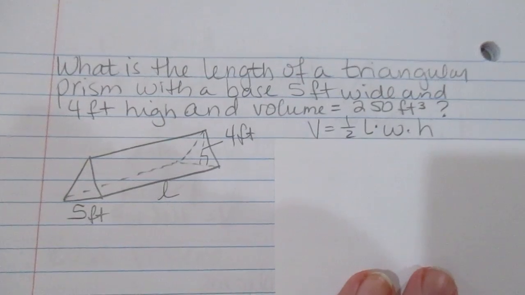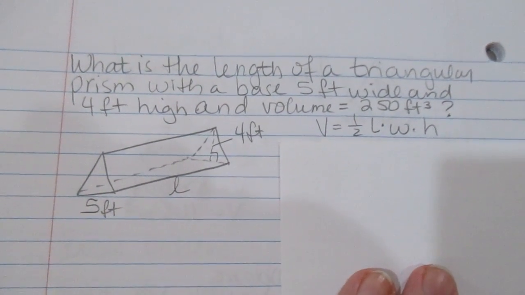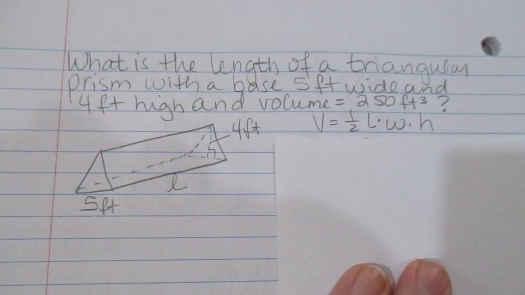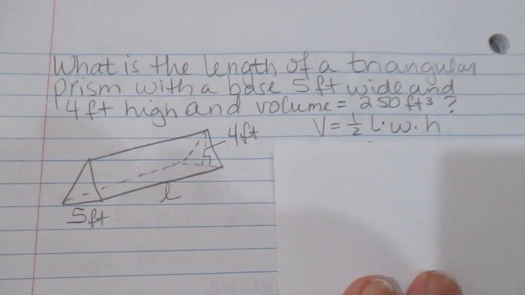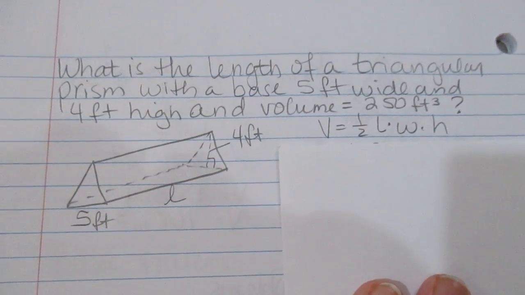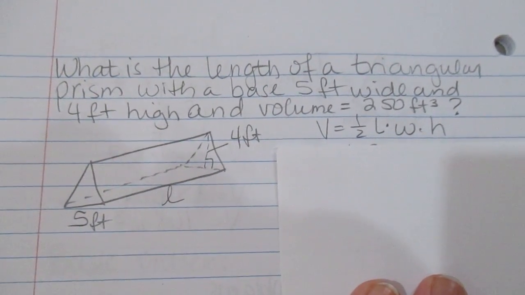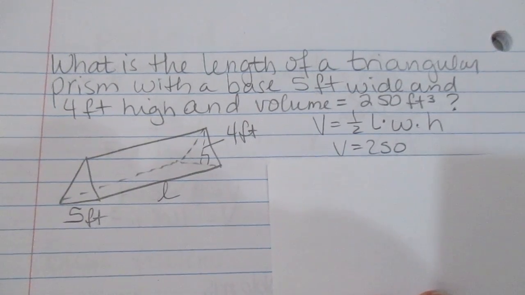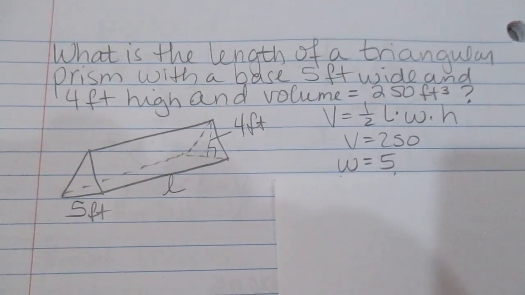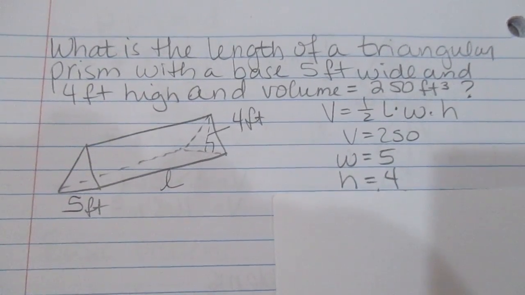So the first thing I'm going to do is write the formula, and I'm going to use the version where the triangular prism is half of a rectangular prism. So length times width times height, half of length times width times height. Then I'm going to define my variables. Well, again, here I am given volume, which is 250. I'm also given the width, and I'm given the height.